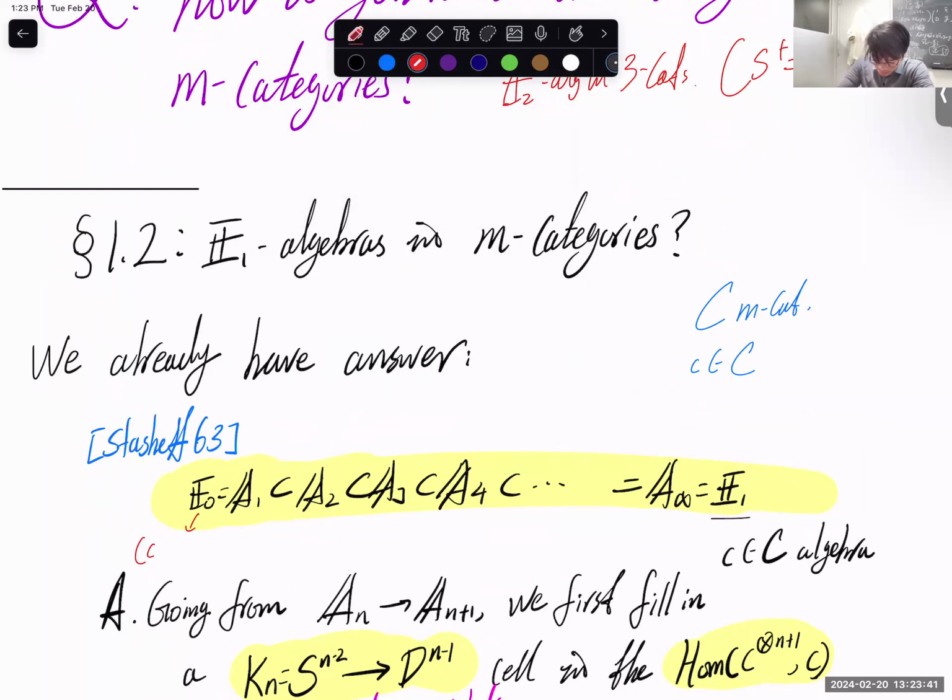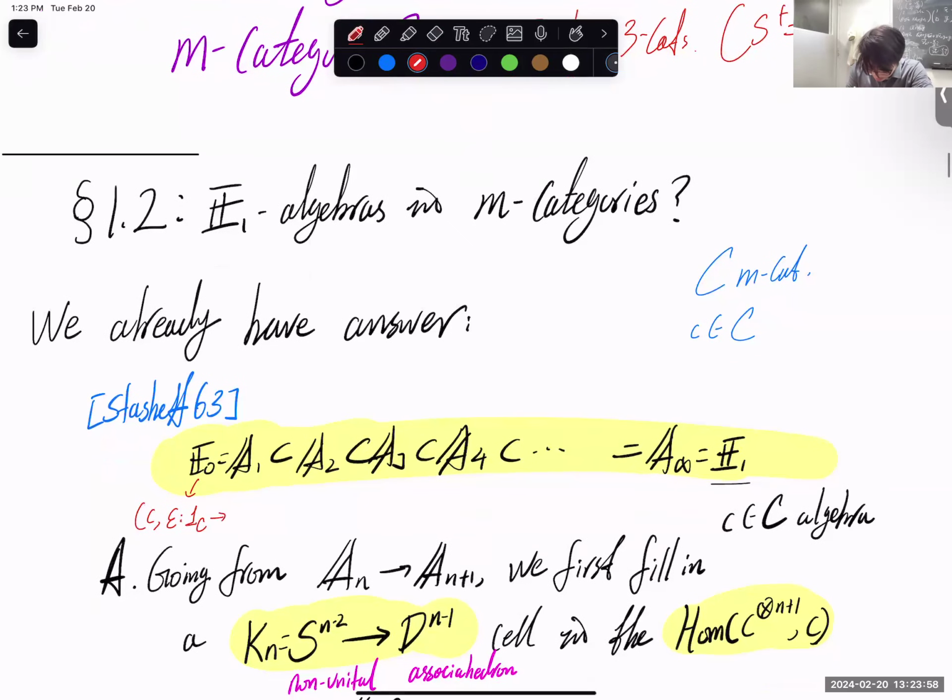Good. So what E0 encodes is literally just an object c together with a unit, which I'll call epsilon, from the unit object of capital C into c. You can think about this as a space together with a point inside the space. That's it, nothing else. So very boring, not very interesting going on.